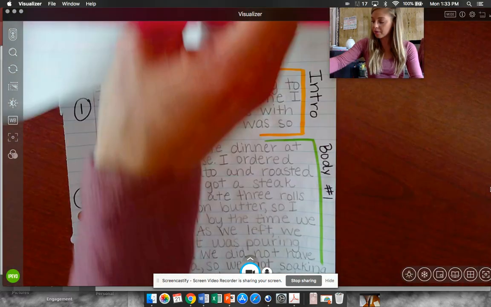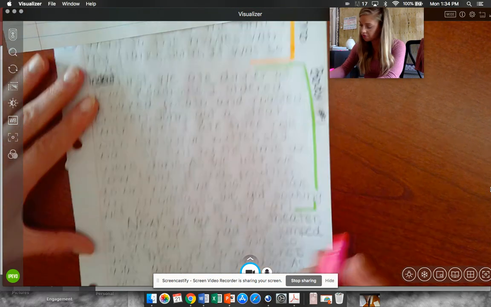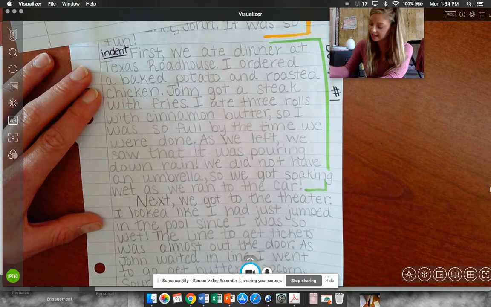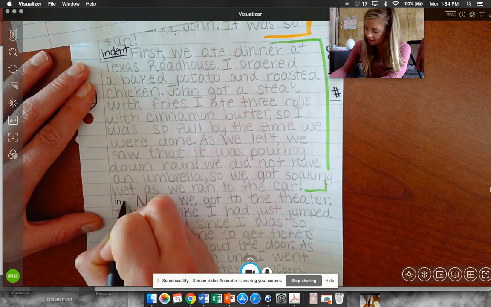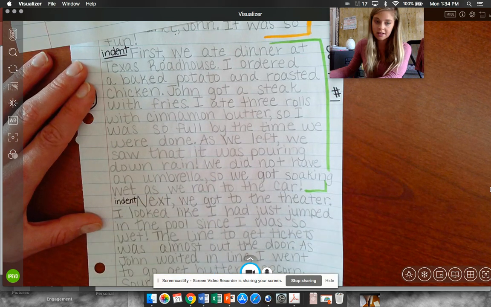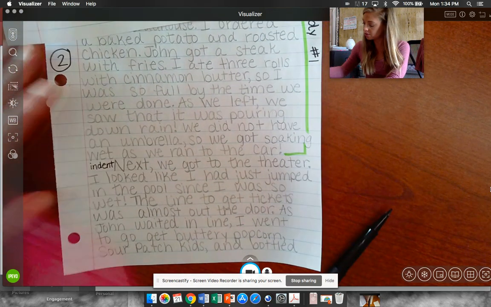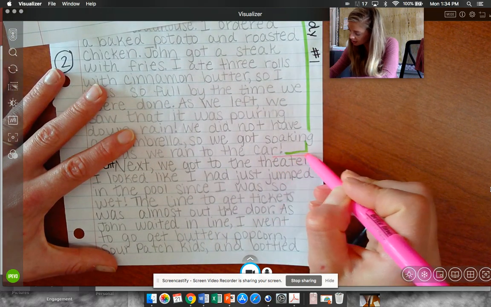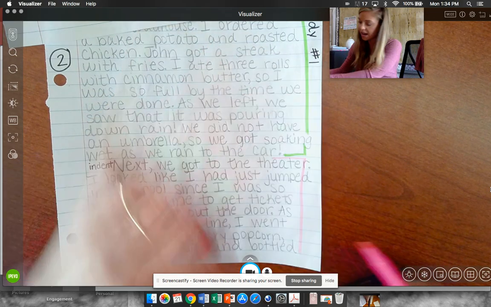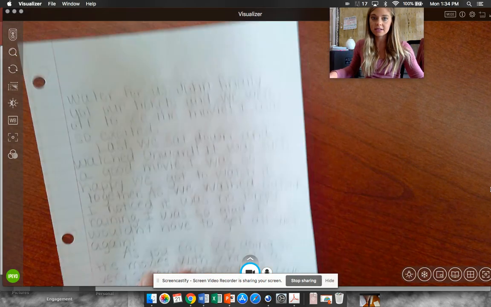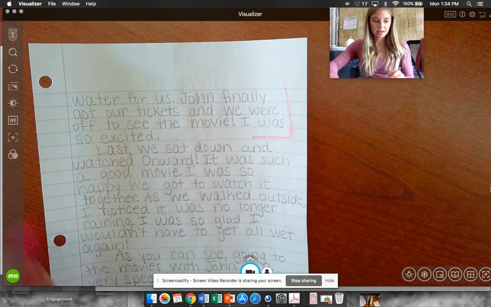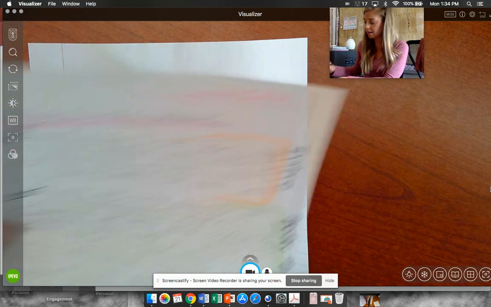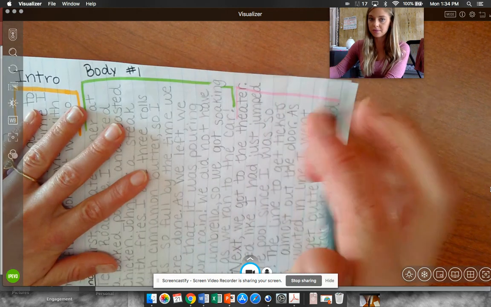Okay, and the reason I know it's a new paragraph is because of this indent here, this space. It's not very big, but it is an indent, and that's really important. So I'm going to do this, and then I ended it on this page. And that is my body paragraph number 2.